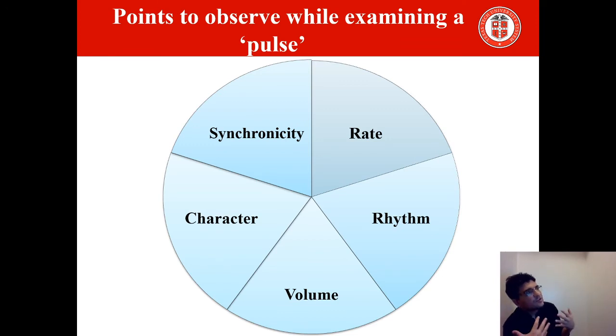Now, once you are trying to examine the pulse, what are the points you want to look at? There are a number of things which I have written, but we are bothered about the basic 2, which are the rate and rhythm. Although you can have information about the volume of the pulse, the character of the pulse, and you can palpate 2 pulses on the 2 sides of the body simultaneously to know whether they are synchronous or asynchronous, rate and rhythm are extremely important for you guys to know and record.